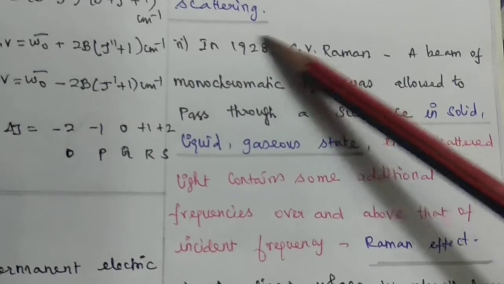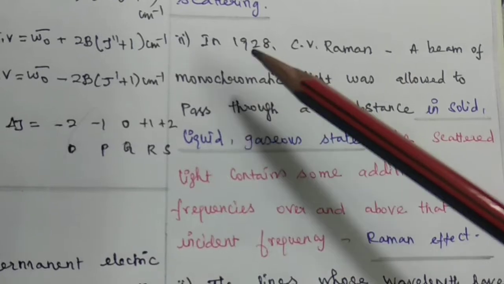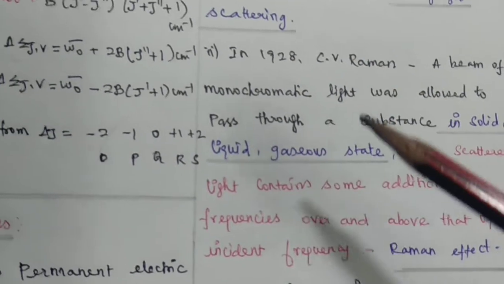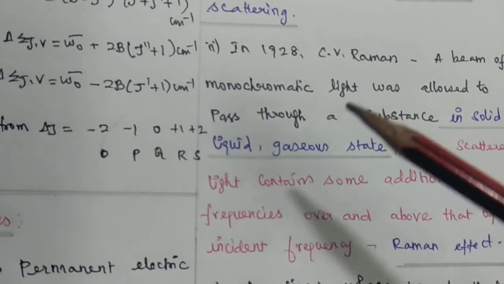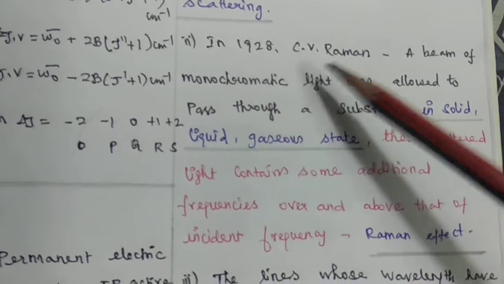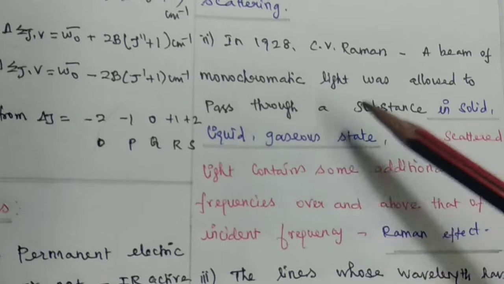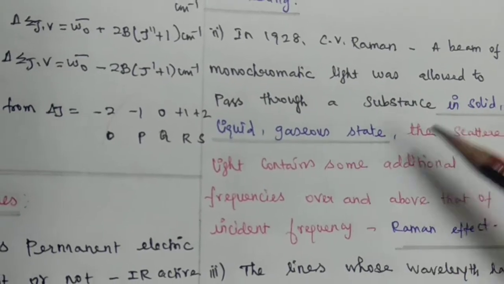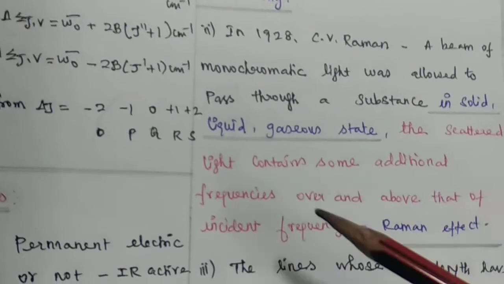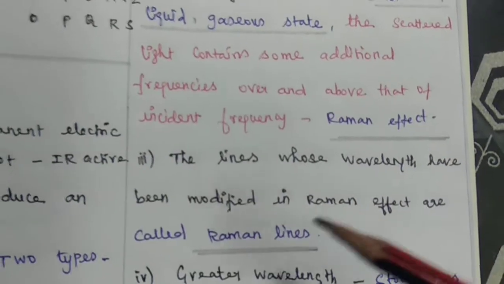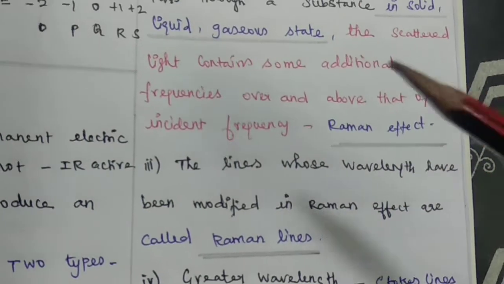This has been asked in 1928. In which year did Raman find out about a monochromatic beam of light using solid, liquid, gas? 1928. So in 1928, C.V. Raman, using monochromatic light, allowed it to pass through solids, liquids and gases. He observed that the scattered light contained some additional frequencies different from the incident frequency, which is called the Raman effect. Those lines having wavelength modified by Raman are called Raman lines.